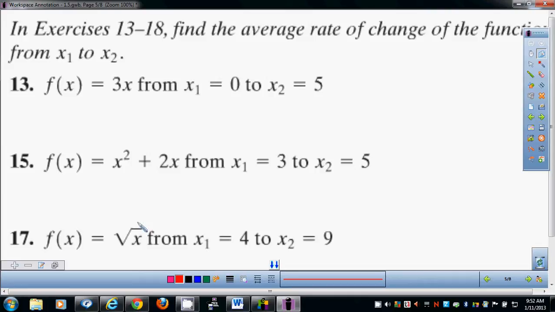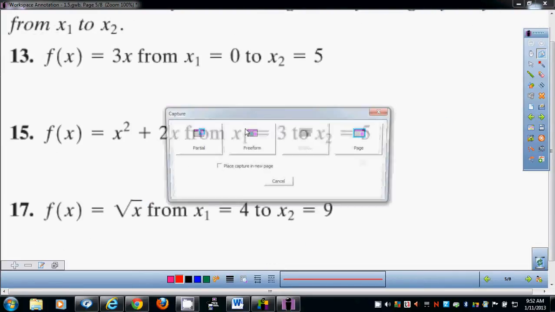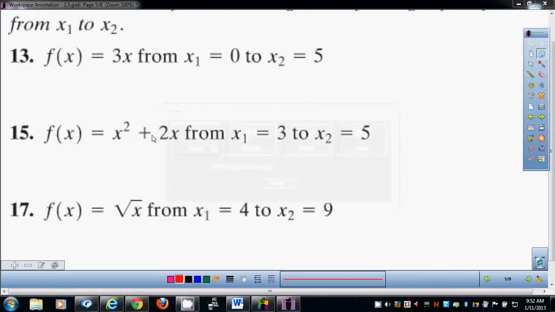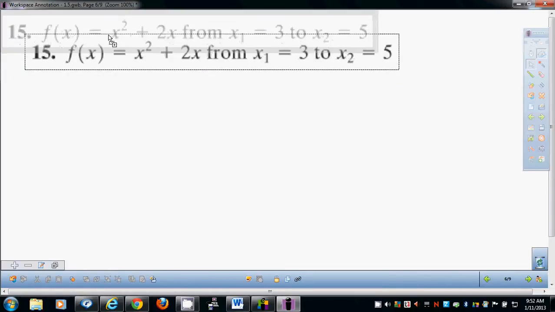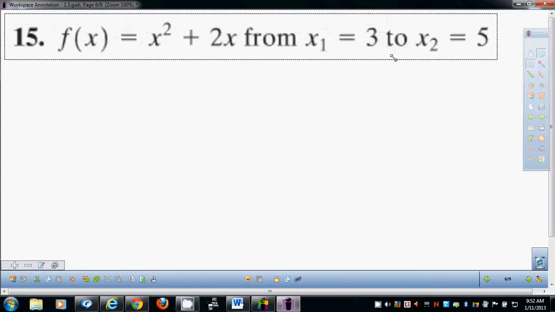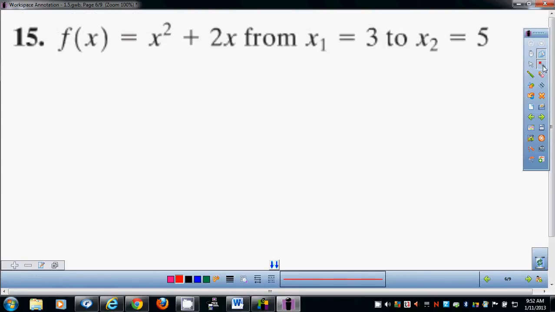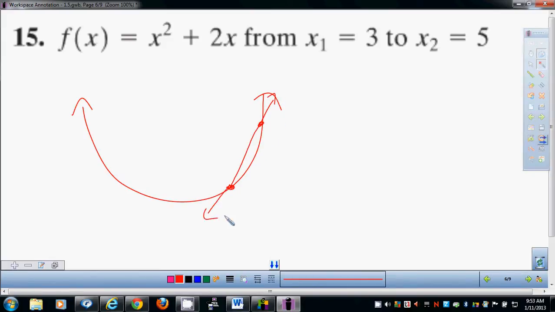So let's do number 15. We're just asked to find the average rate of change. Now normally, slope formula, y2 minus y1 over x2 minus x1, and all is fine in the world. However, this looks like this. That's what our graph looks like. But they say between x equals 3 and x equals 5, what's the slope of that? If you were to draw a secant line through those 2 points, what would the slope of that line be?